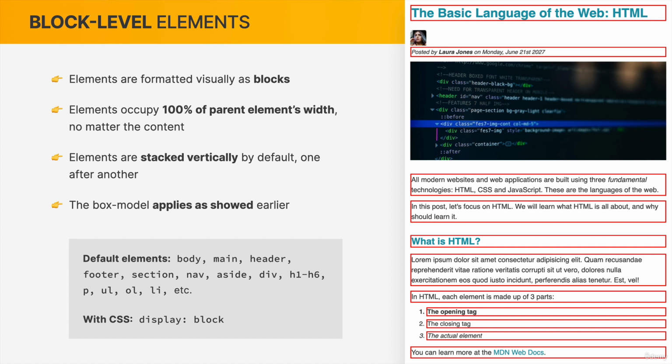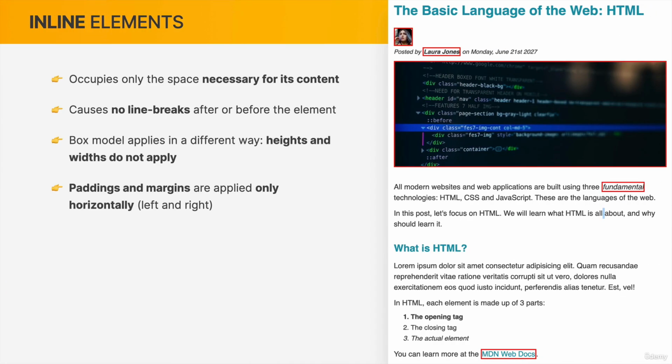All right. Now, one thing that we can do with CSS is to change from inline boxes to block level boxes. And we can do that with the display property set to the value of block. But we will do that in practice in a second. But for now, what I want to do is to look at the inline element and how it's different from block level elements.